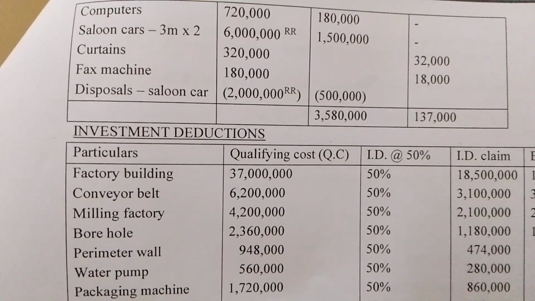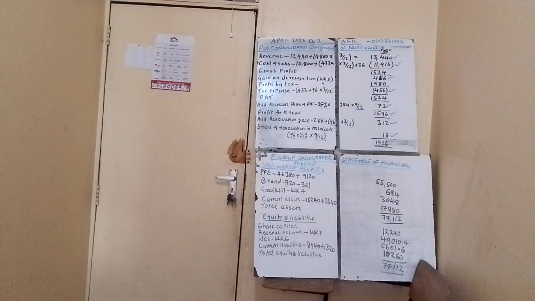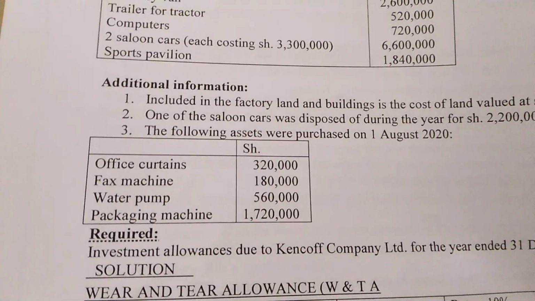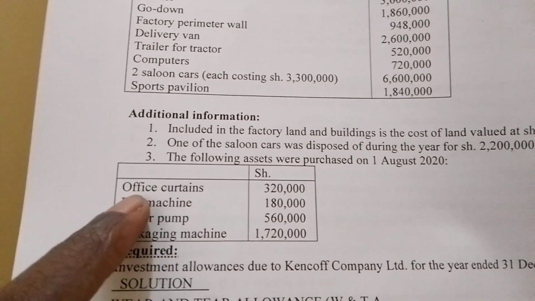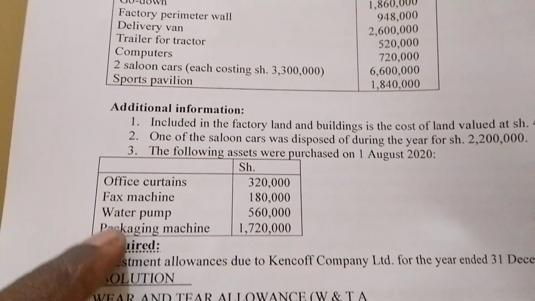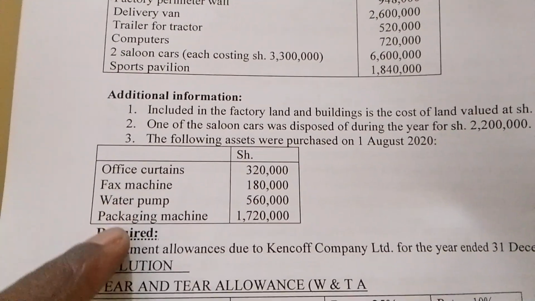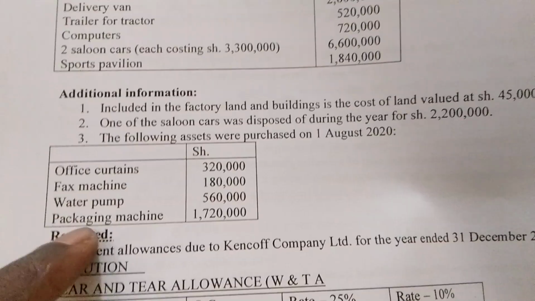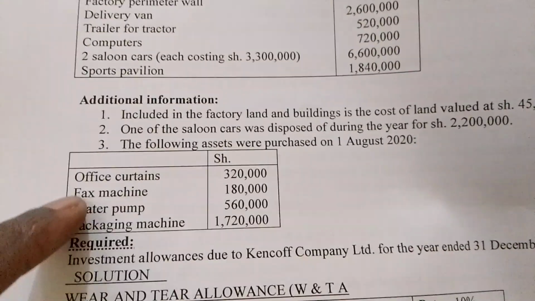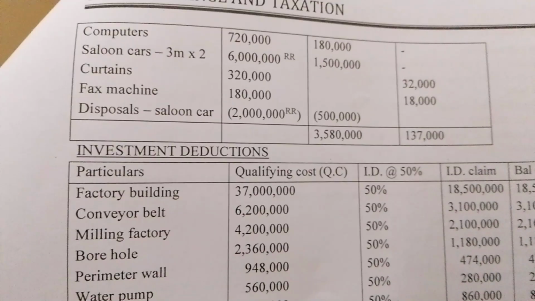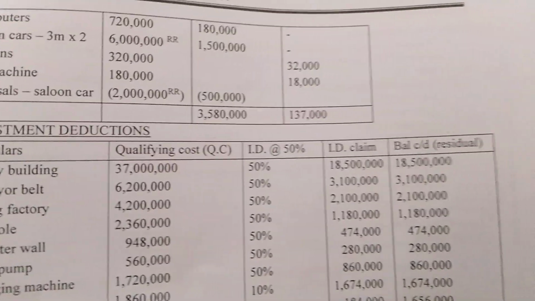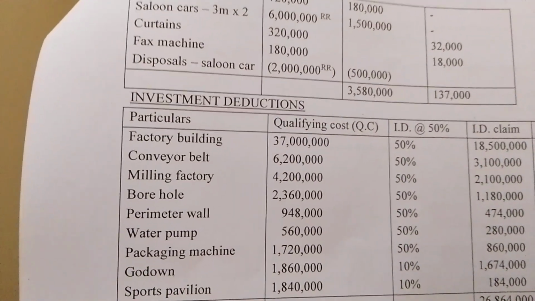Okay, curtains, fax machines. These were acquired later on in the additional information. Here you are told the following assets were purchased on 1st August 2020: office curtains, fax machines, water pump, packaging machines. Now the water pump goes to farm work deductions. Packaging machines go to ID, because they are helping in manufacturing. So we just take office curtains and fax machines and bring them there. Curtains qualify for 10%, fax machines 10%.